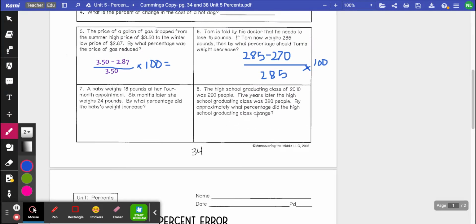The high school graduating class of 2010, this is not a number you're using, that's a year. So the graduating class was 260 people. 5 years later, the high school graduating class was 320 people. By approximately what percentage did the high school graduating class change? So again, you're going to take that 320 and you're going to minus it by 260 to find the difference. And you're dividing it by the original amount, which was the 260 people, and then you're multiplying it by 100.